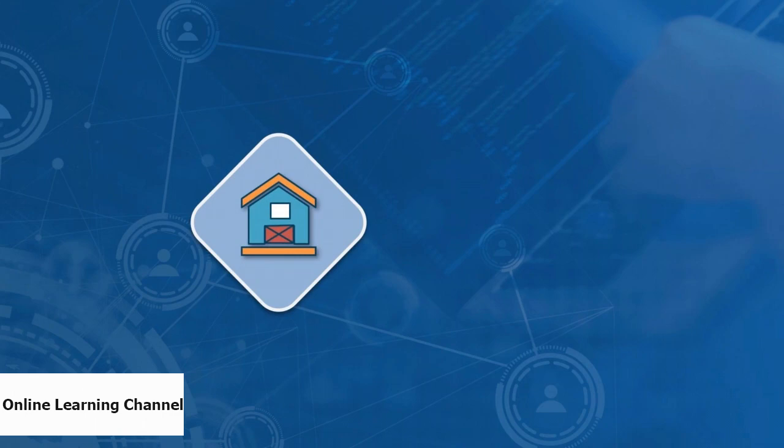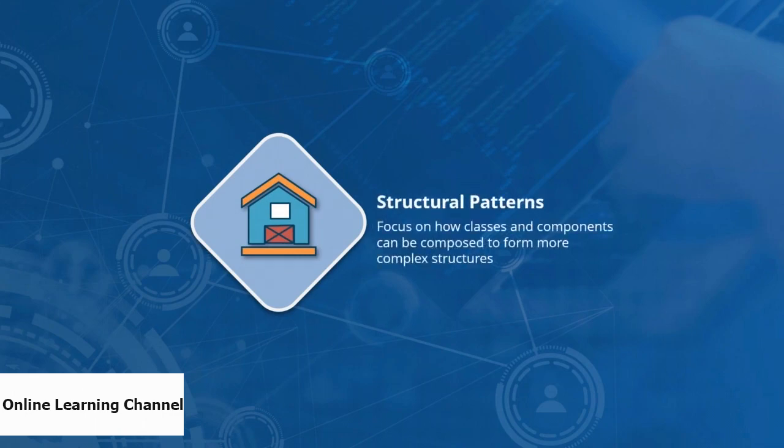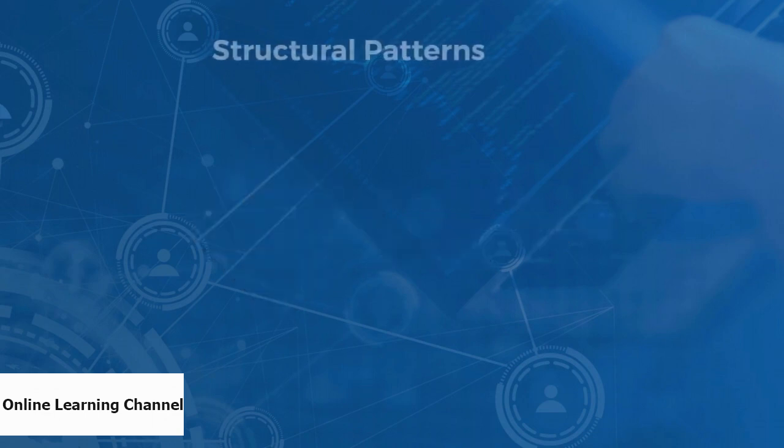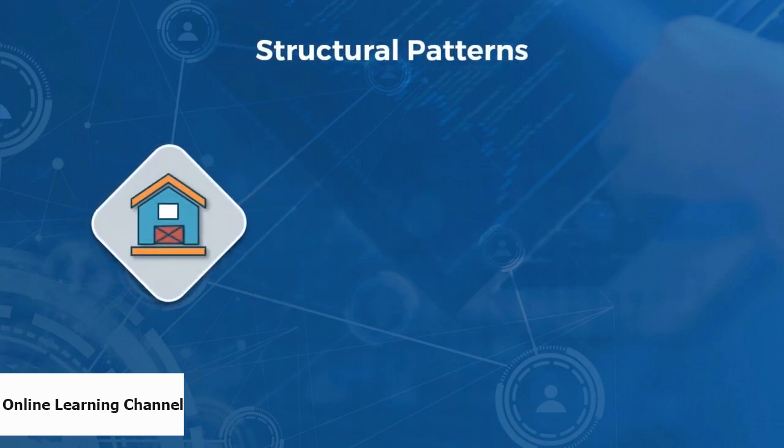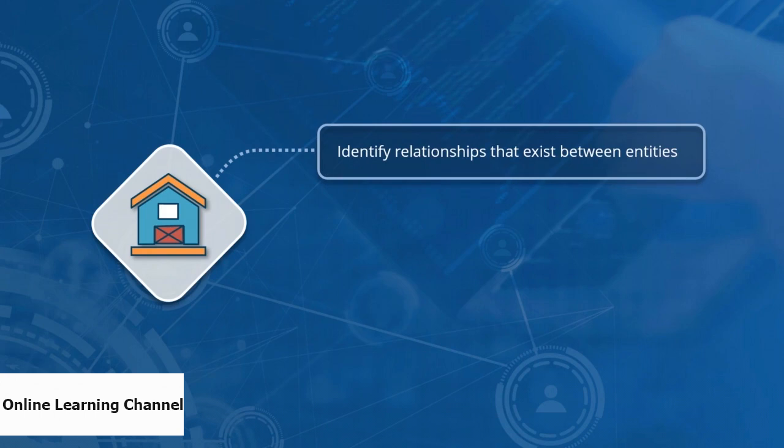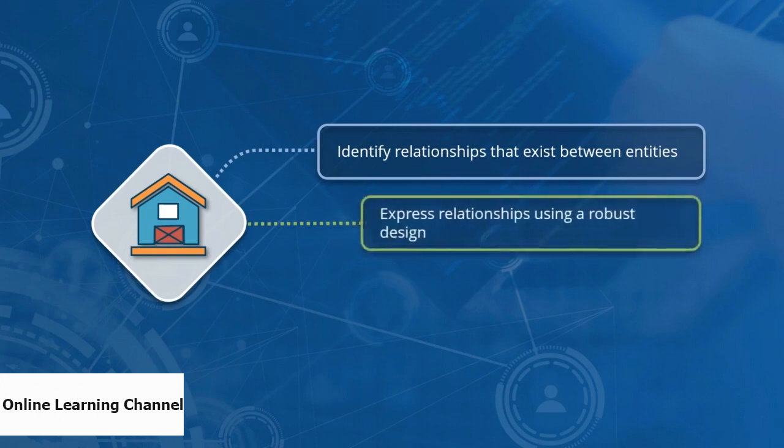From creational patterns, let's move on to discussing structural patterns, where the primary focus is on how classes and components can be composed to form more complex structures. Any complex system has many moving parts, and all of these moving parts are components, classes, or objects within your software system. Now, the idea behind structural patterns is to identify the relationships that exist between these entities or components in your system, and then find a way to express these relationships using a robust design.